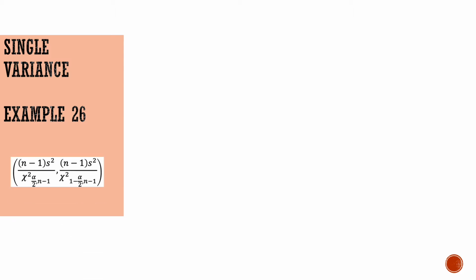The formula is given by (n minus 1) s square over chi square alpha over 2, n minus 1 for the lower limit. For the upper limit, (n minus 1) s square over chi square 1 minus alpha over 2, n minus 1.